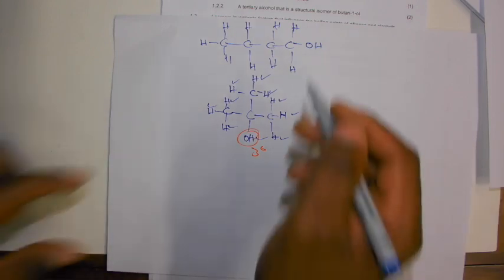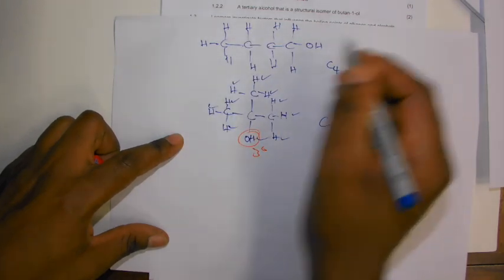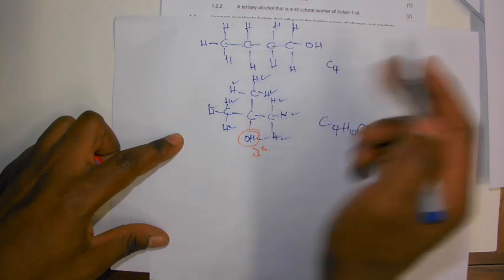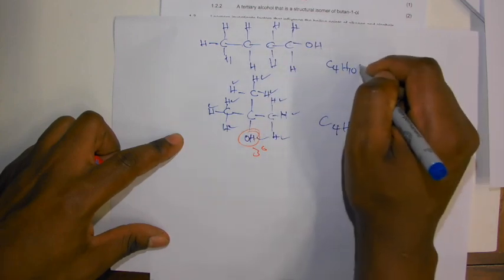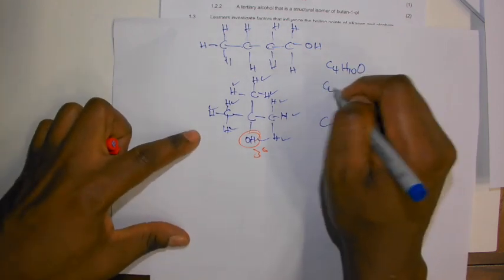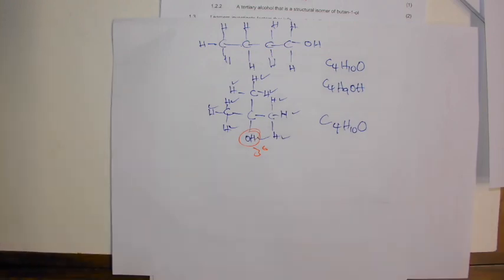And then let's do this one. 1, 2, 3, 4. C4. H is 1, 2, 3, 4, 5, 6, 7, 8, 9, 10. H10. Oh, it's the same thing. Or you could have said C4H9OH, it's the same thing.